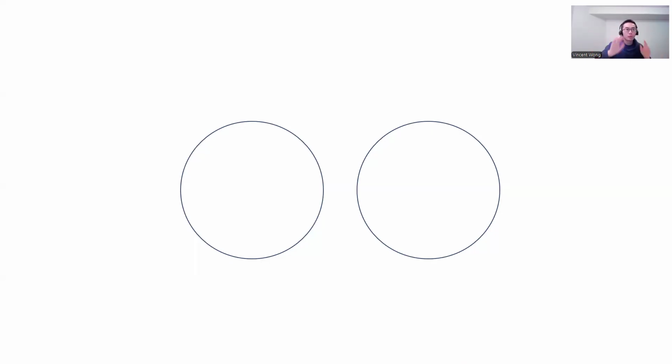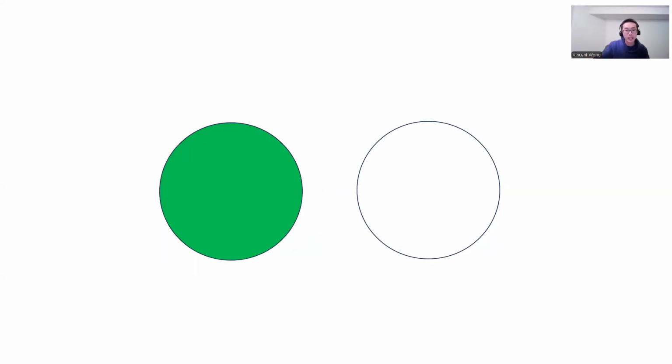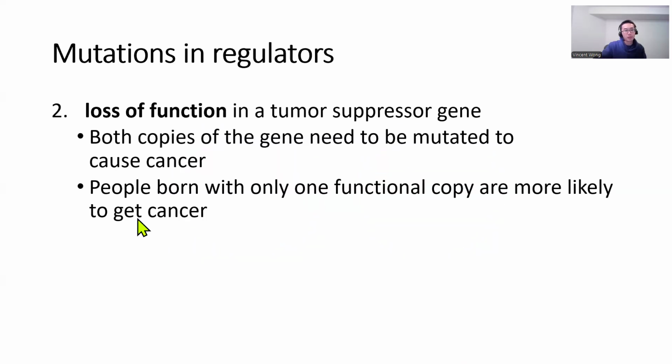That's why for the tumor suppressor gene, you need two mutations in the same cell to cause an uncontrolled cell division problem. Whereas for the green light, you only need one of them to be busted, and it's enough to cause the cell to have uncontrolled cell division. All right, let me put it in words for you. Loss of function in tumor suppressor gene, both copies need to be mutated. And then here it says people born with only one functional copy are more likely to get cancer.